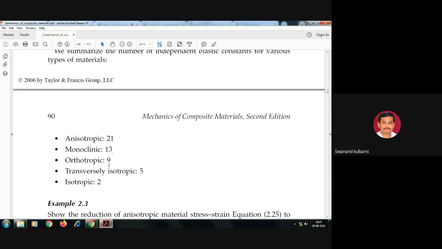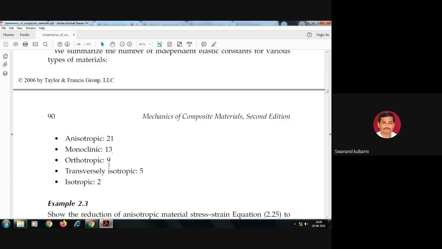Because with the help of these elastic constants only, the value of stress, the value of strain, the displacement, the deformation, all these terms can be identified. In actual practice, for which application which material is used: besides our regular material, if composite material is used, and if that composite material is in the monoclinic category or orthotropic category or transversely isotropic category, then how will that particular material behave.